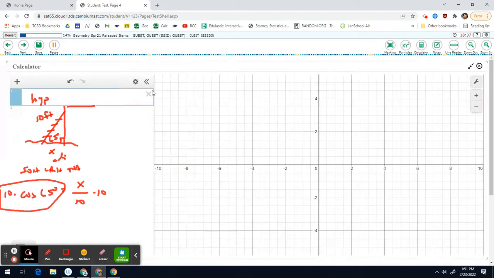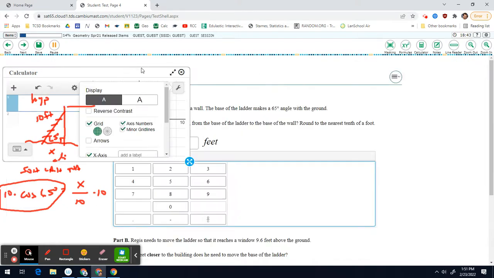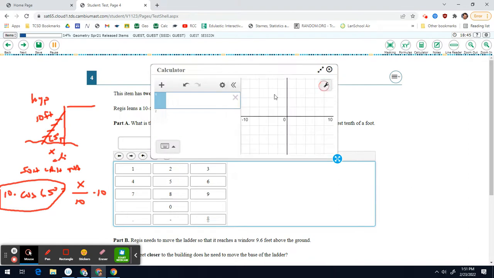Now remember I talked about make sure you're in degree mode. So let's go to the wrench. The default is degrees, which we're lucky for. So the default is degrees, so I can get out of there. So we're going to go 10 cosine of 65. And there's 4.22. So that value of x is 4.2. So the answer to part A is 4.2.